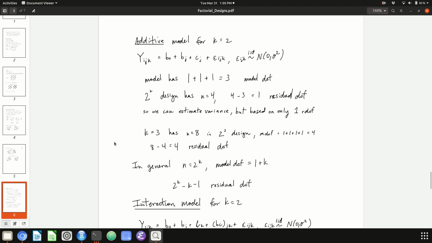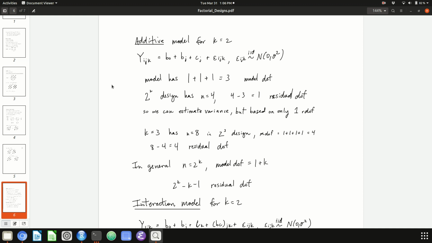So this is just a short little exercise about model degrees of freedom for these models. Just to review, in the additive model, the number of degrees of freedom for the k equals 2 model will be 3.